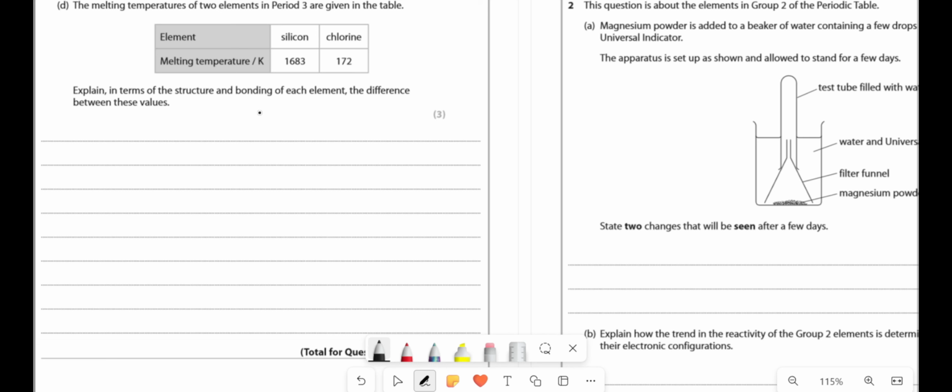So it says draw the shape of a p orbital, it is this. Cool. The melting temperatures of two elements of the period are given in this table. We've got silicon and chlorine. Explain in terms of the structure and bonding of each one. Explain these values. This should be 3 marks.